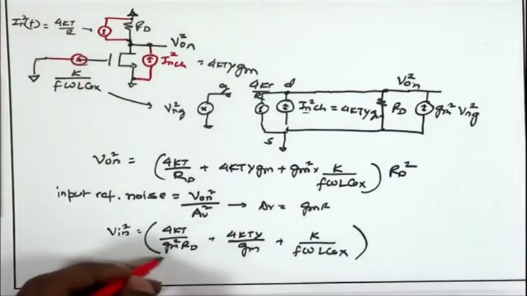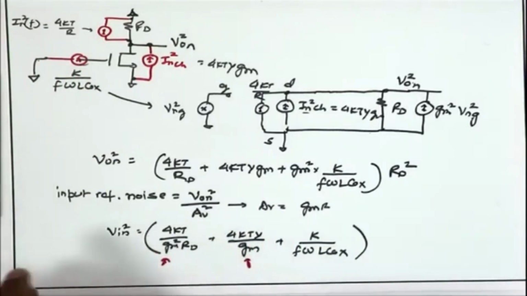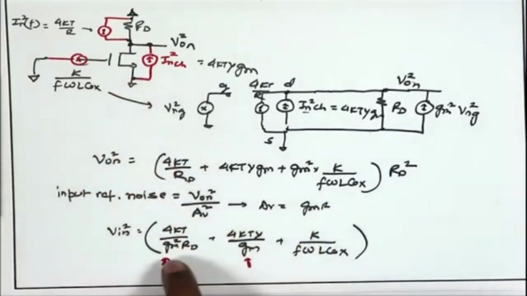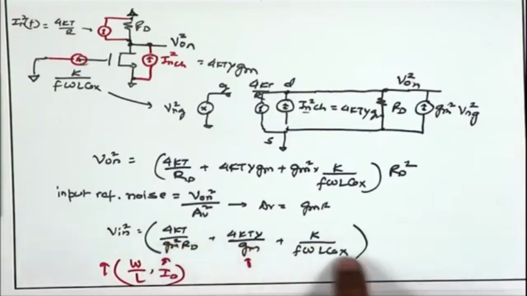Likewise, we see that there is a strong dependence on GM. So, if you are increasing GM, the first two terms definitely tell us larger GM means smaller input referred noise. So, having a larger GM for the input device, which can be obtained either by increasing ID or by increasing W by L. So, W by L or larger ID will help me in reducing the first two terms. Likewise, for the second term, larger W as well as L will help me reduce the 1 upon F term, which is very significant for low frequency operations.